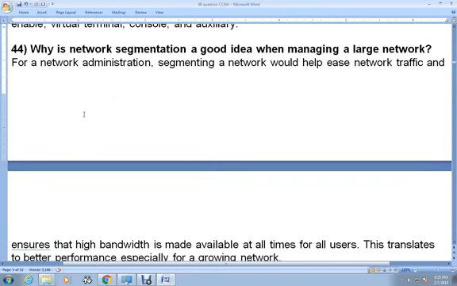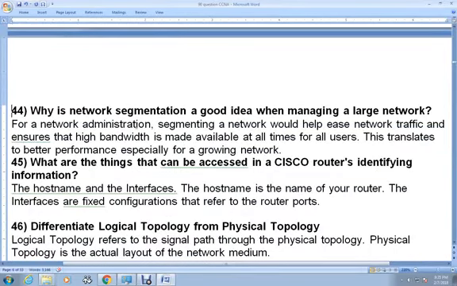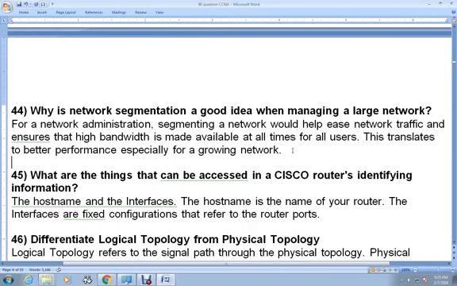Next question, 44th question, why is network segmentation a good idea when managing a larger network? For a network administrator, segmenting a network would help ease network traffic and ensures that high bandwidth is made available at all times for all the users. This translates to better performance, especially for a growing network. It will enhance the utilization of network bandwidth, will not have more congestion, and the network will be very smooth.